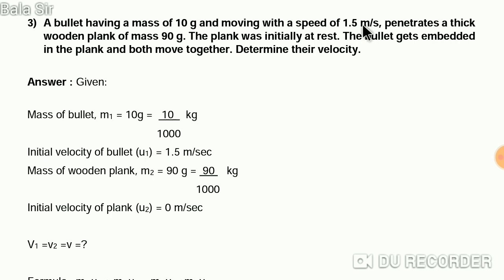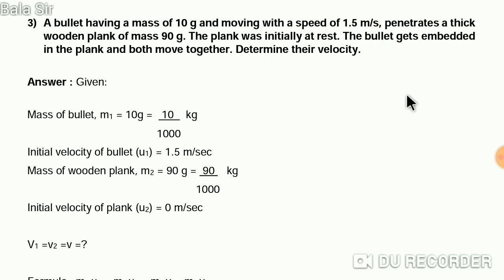Now the initial velocity of the bullet: when the bullet starts moving from the gun, it starts with a speed of 1.5 meter per second, so that 1.5 meter per second is our initial velocity. So I have written here the initial velocity of the bullet, u1, is 1.5 meter per second. Once again, remember carefully, when the bullet is fired from the gun, it starts with a speed of 1.5 meter per second, and that is our initial velocity.